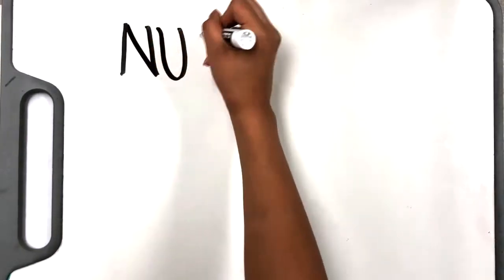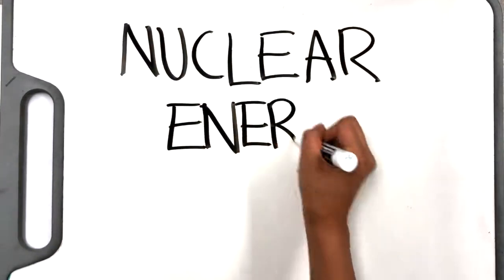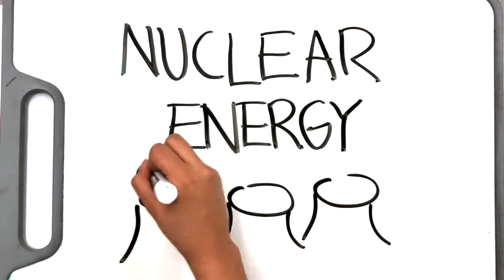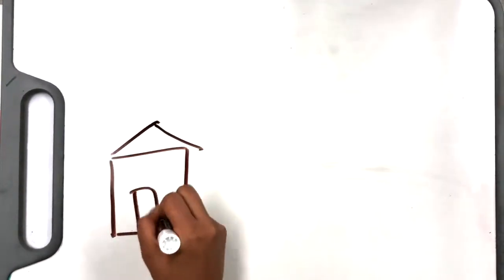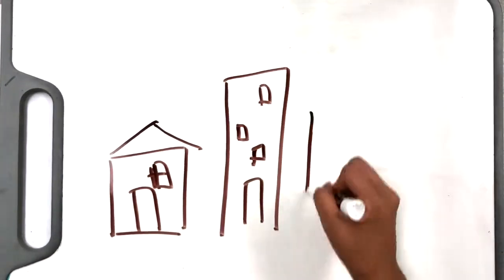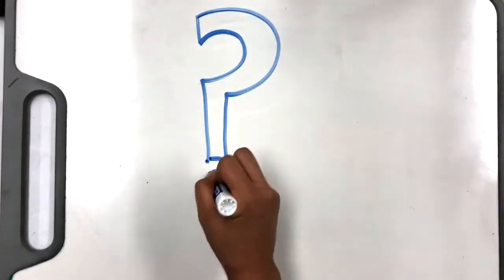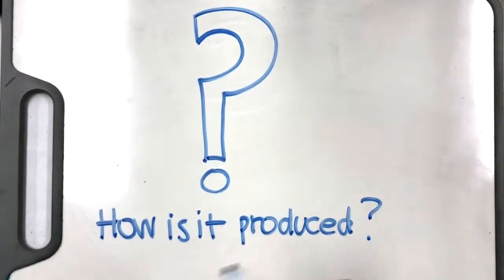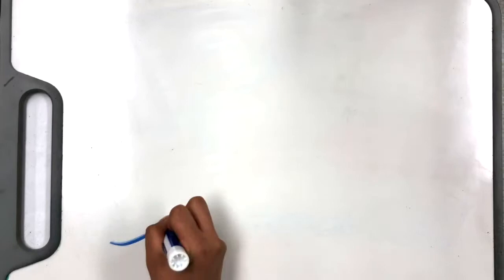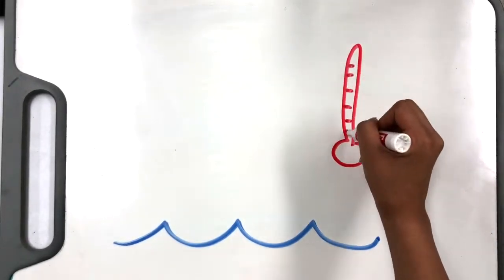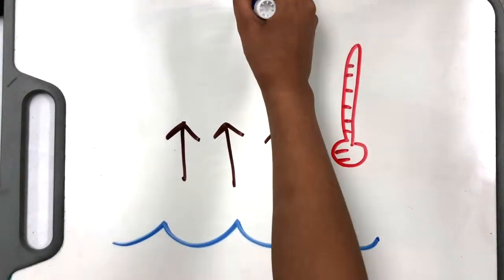Today, we're going to talk about nuclear energy, how it's produced, and the role it plays in our world. Nuclear energy is used worldwide in places such as homes, businesses, hospitals, and many other places. But how is it produced in the first place? Simply putting it, nuclear power plants heat water to a high temperature to produce electricity.